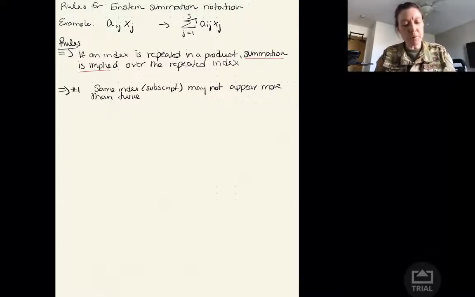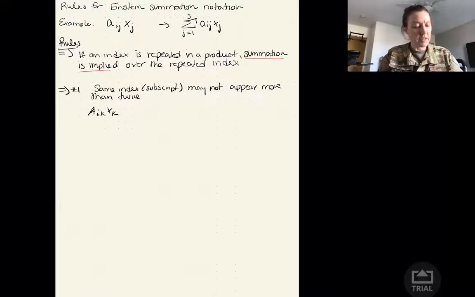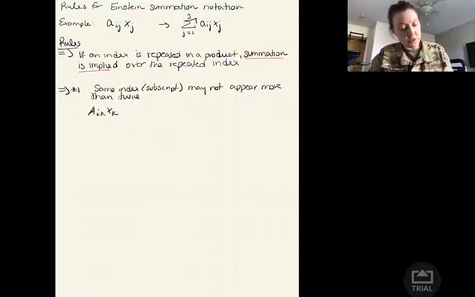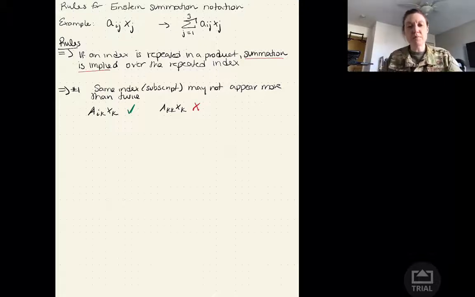So let's look at a couple of the examples that I gave you in the notes. a sub i k x k. Have we violated any rules here? It does not appear so. We have a repeated index, which is k, and it only appears twice. So this is perfectly valid, and we'll give it a green check mark. What about this other one that I gave you? a sub k k x k. Well, this is obviously very bad. The k's appear 3 times, and this just doesn't make any sense. So this breaks rule number 1. We don't want to write this.